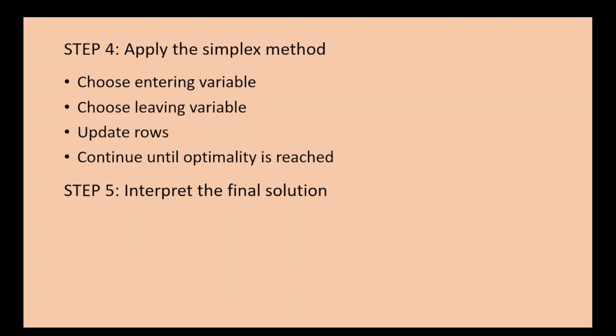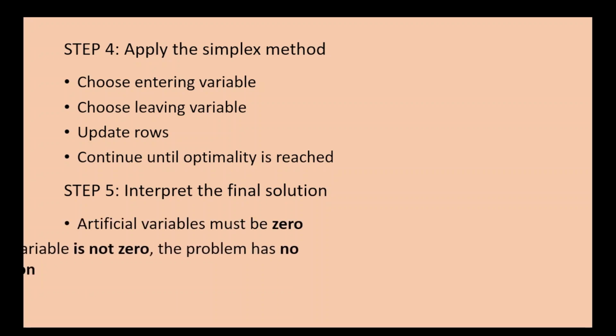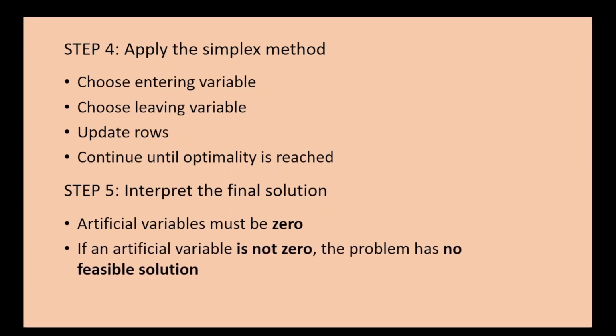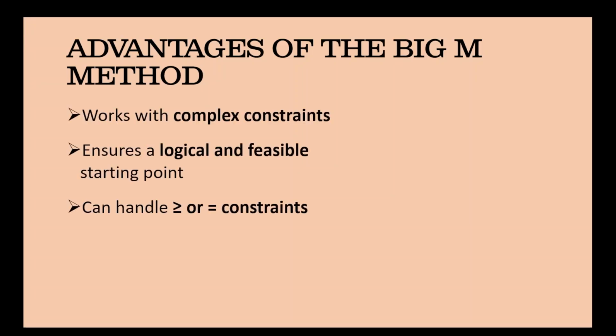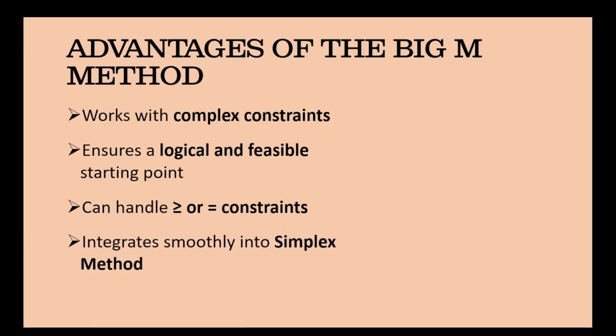Step 5: Interpret the final solution. When solved correctly, artificial variables must be 0. If an artificial variable is not 0, the problem has no feasible solution. Advantages of the Big M method: it works with complex constraints, ensures a logical and feasible starting point, can handle greater than or equal to constraints, and integrates smoothly into the simplex method.